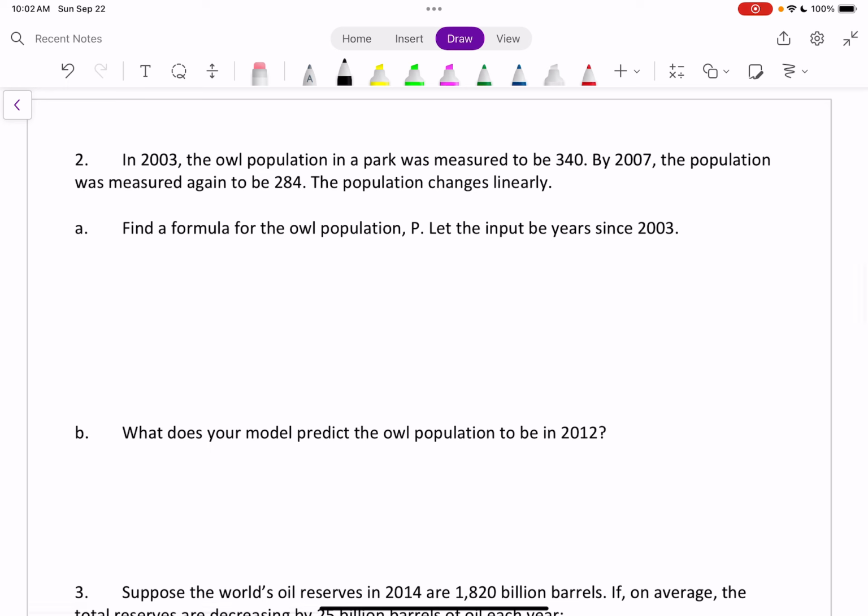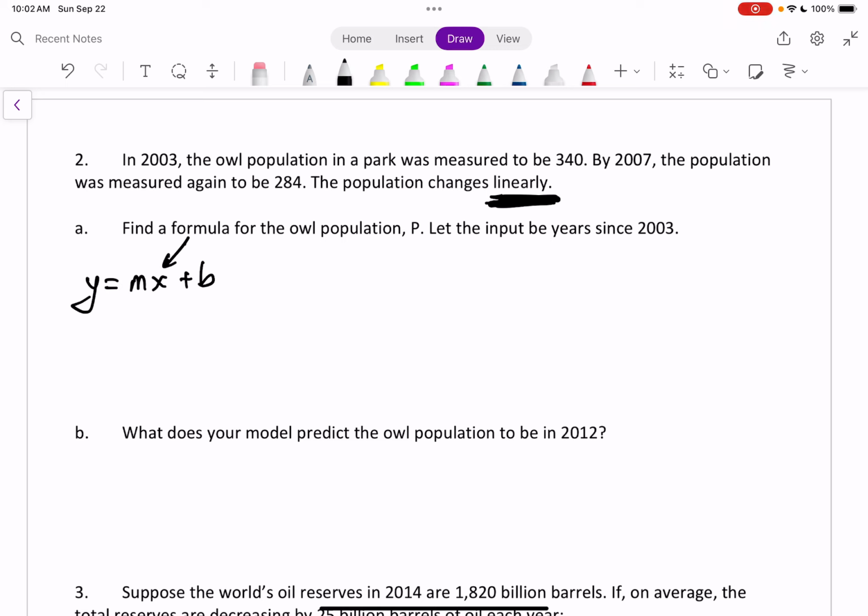It says, in 2003, the owl population in a park was measured to be 340. By 2007, the population was measured again to be 284. The population changes linearly. Find a formula. So again, we need to come up with a y equals mx plus b, since we need to come up with a linear equation for the owl population.